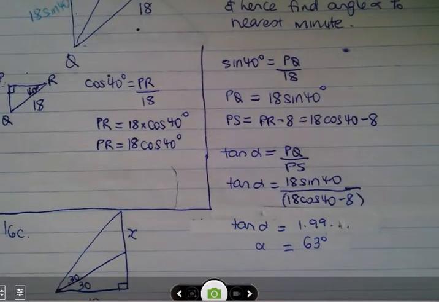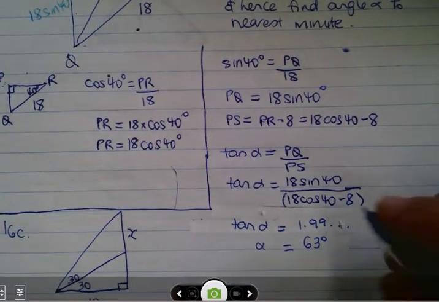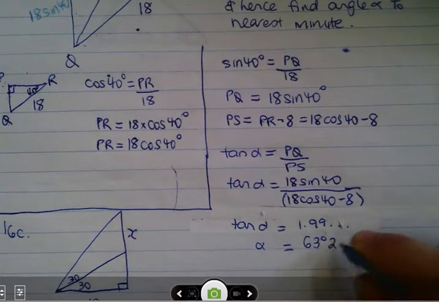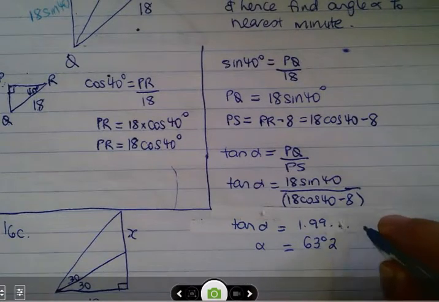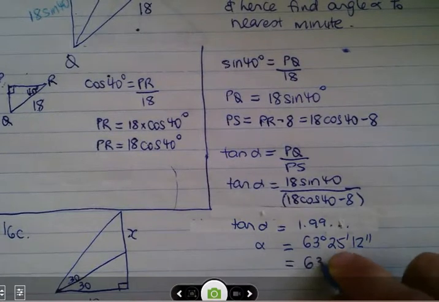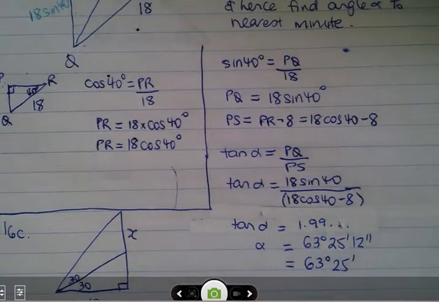Alpha is shift tan, and you get 63 degrees what? 25, 26 minutes, 27, how many? 25. And how many seconds? 25 minutes, 12 seconds, which is 63 degrees, 25 minutes to the nearest minute.